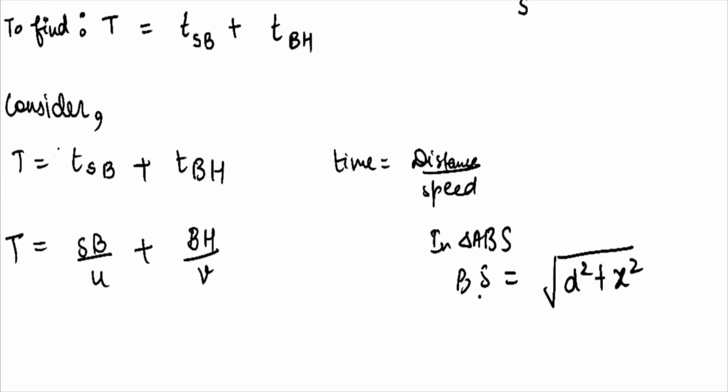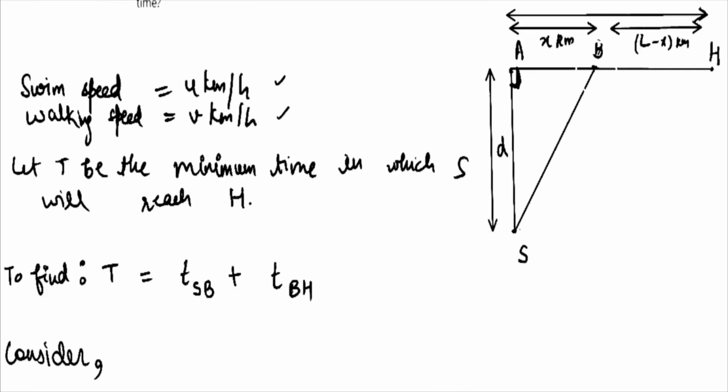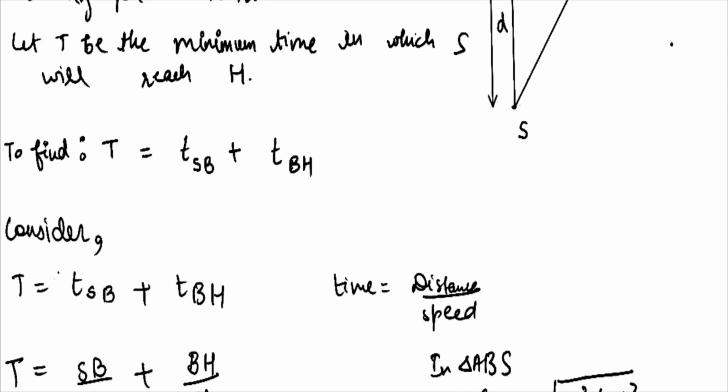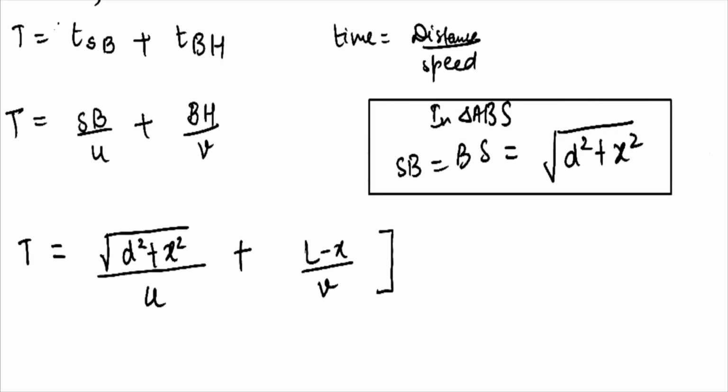So we can substitute this value of BS, or we can say SB here. So T is equal to BS, which is under root d square plus x square divided by u, and BH that we have in the figure is the distance L minus x. So this is L minus x divided by v. This is the minimum time that the swimmer will take to reach the point H.